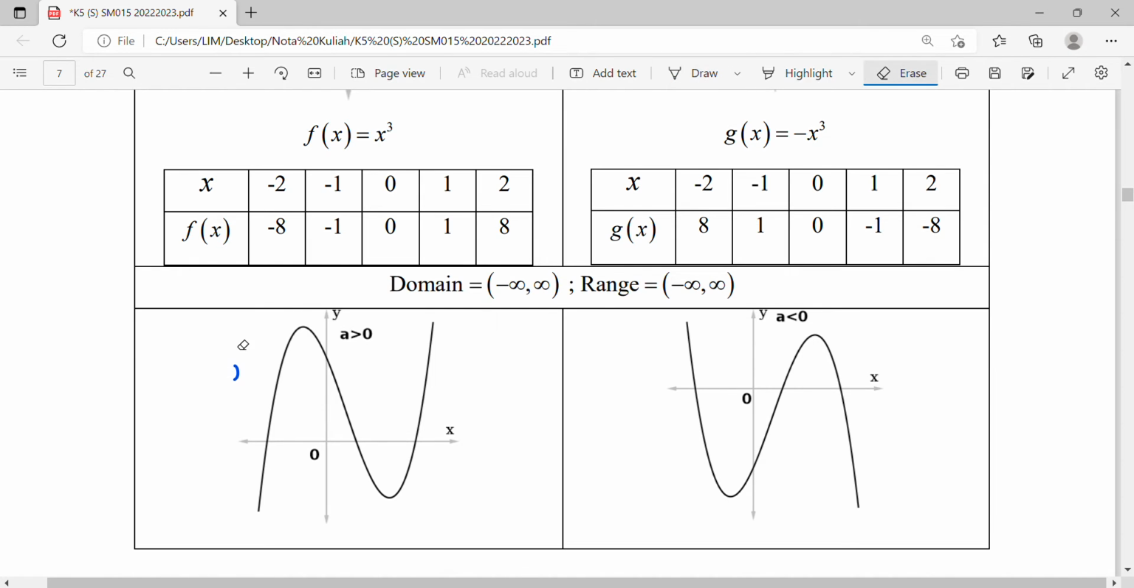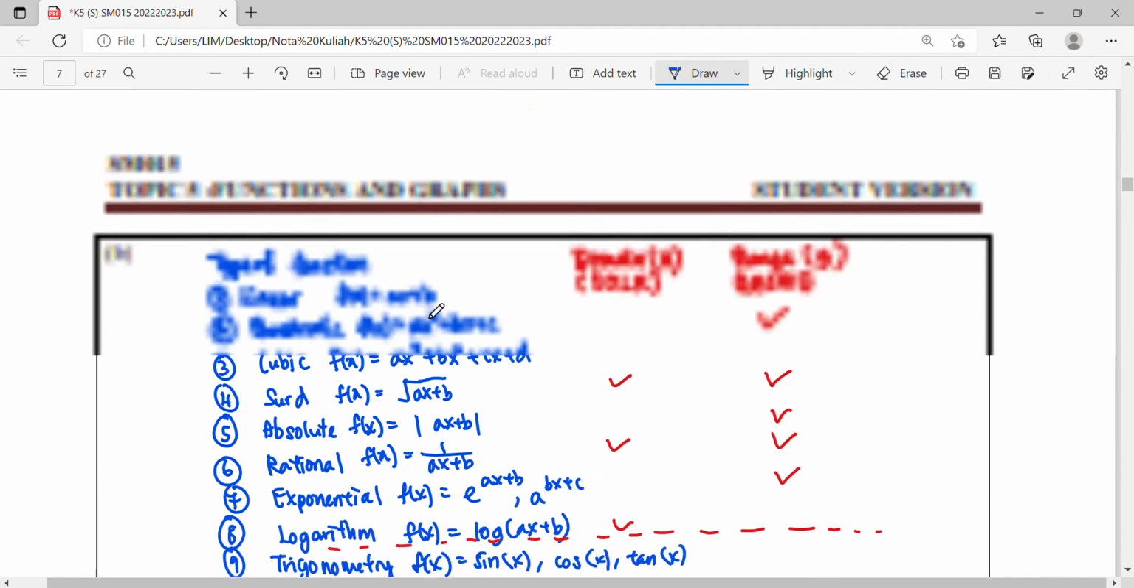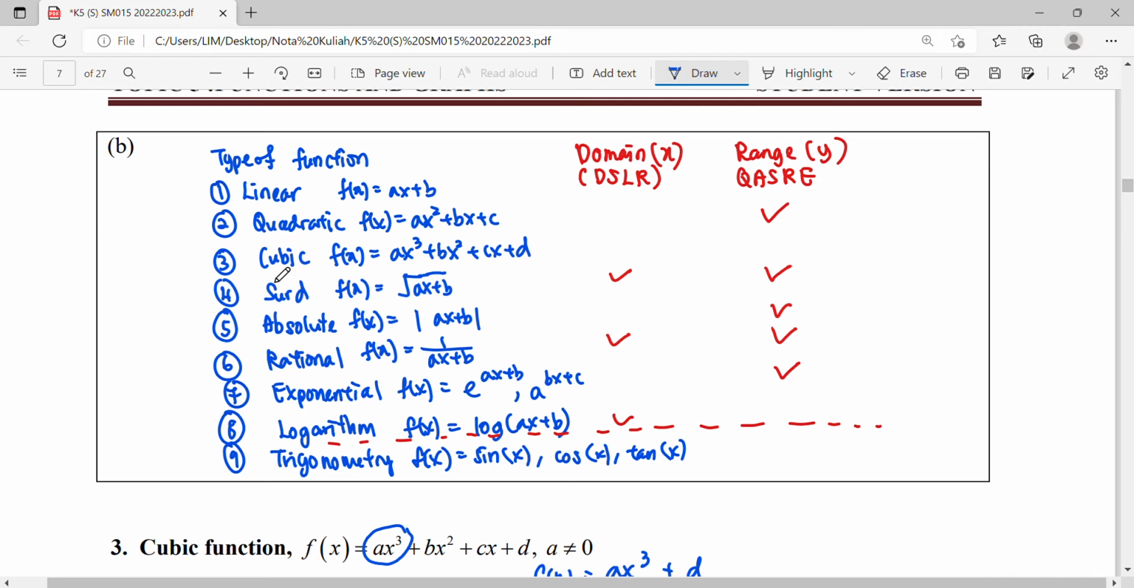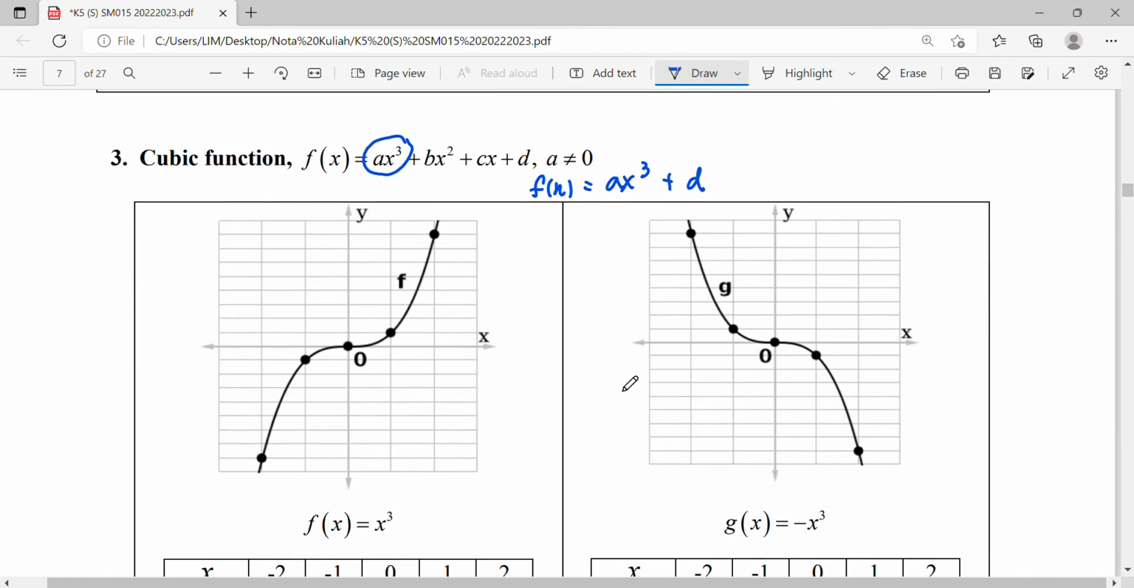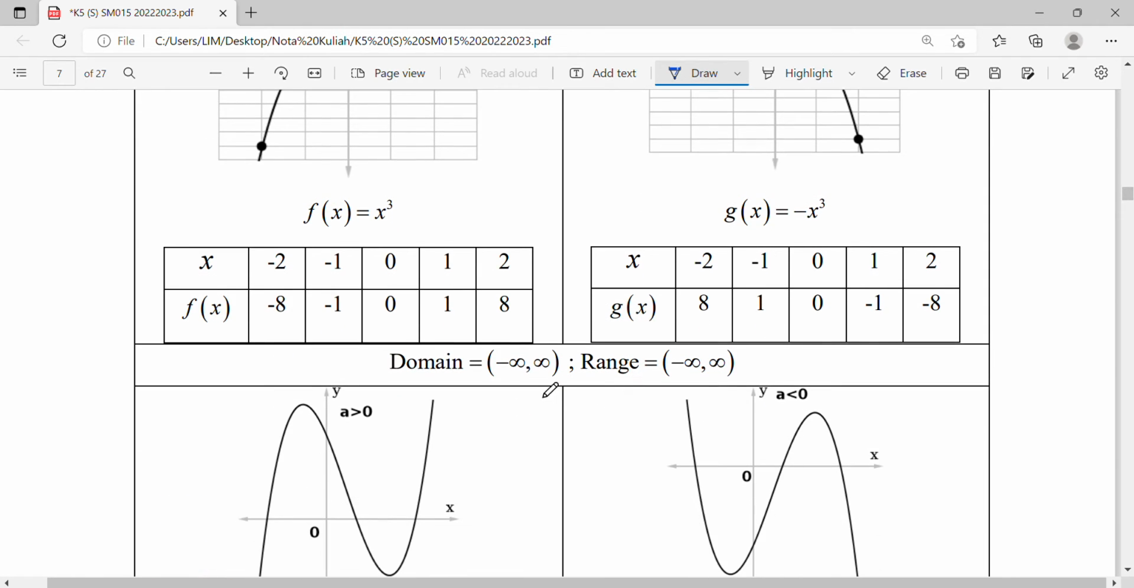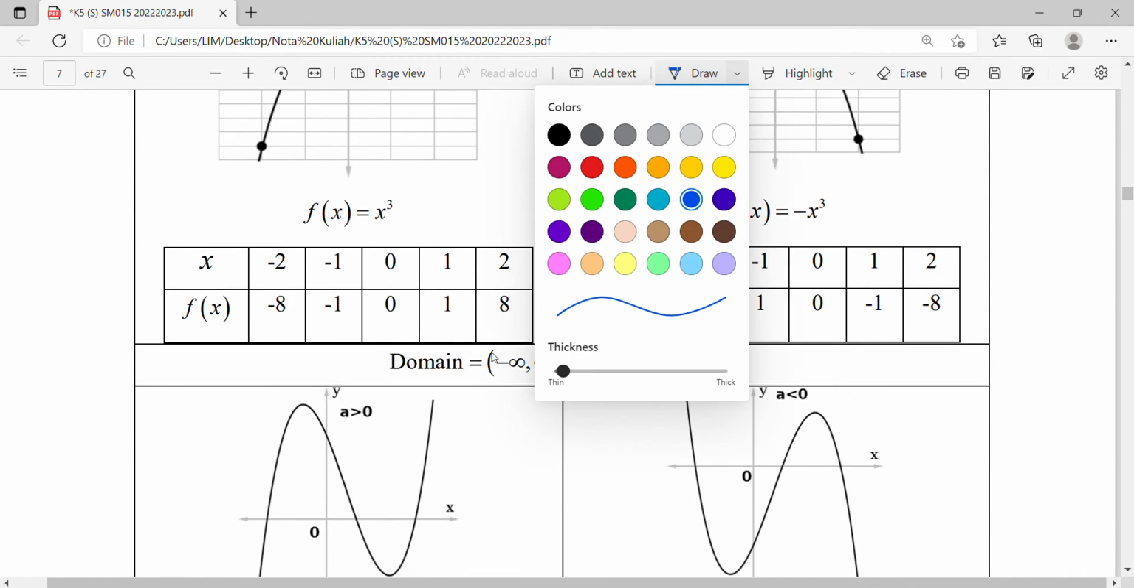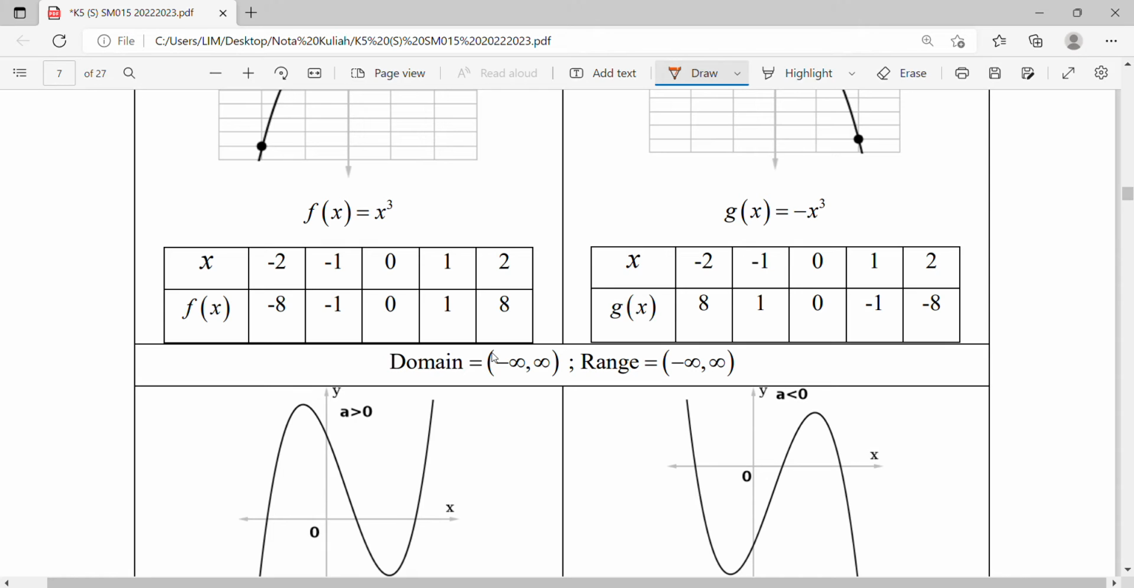So the domain and range, we refresh back here. For cubic, domain and range, both of them are not our special case. So that's why our domain is always negative infinity to infinity, and range also negative infinity to infinity.